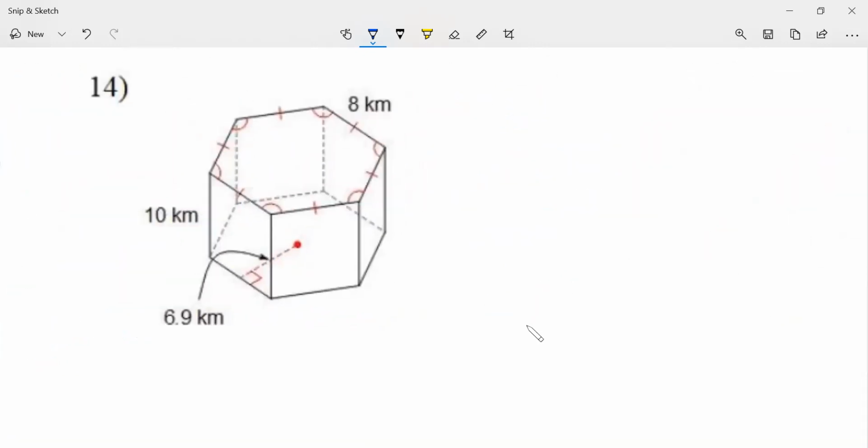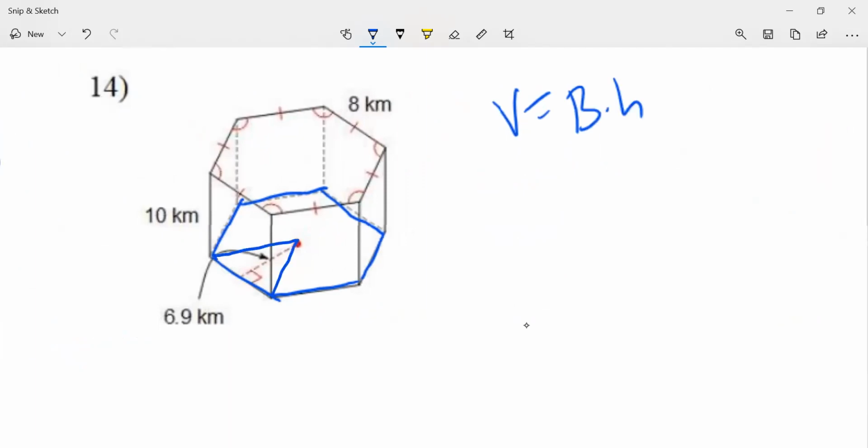Let's take a look at number 14. The base, it's a hexagon. And I know volume is the area of the base times the height. And I'm looking in here at one little triangle. I know each measurement outside is 8 of my base. And again, I get that from this last 8.